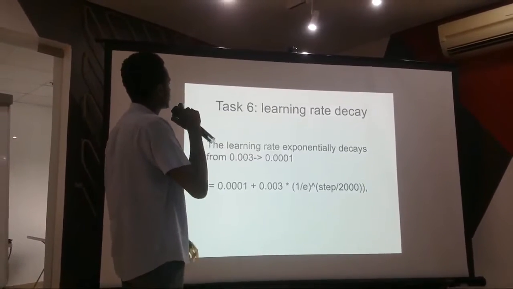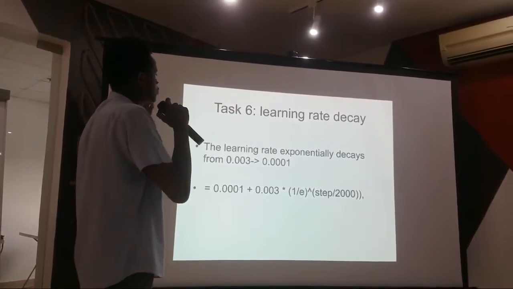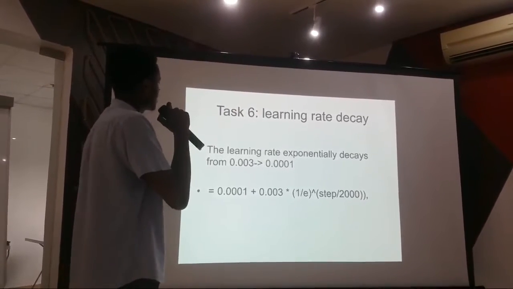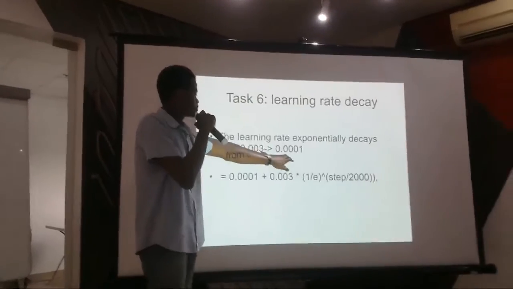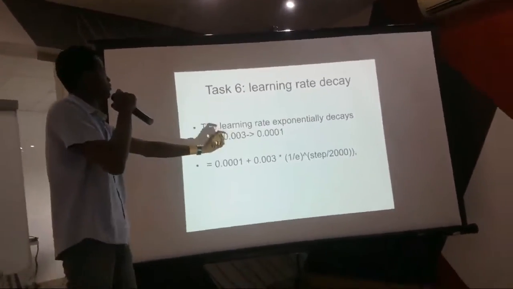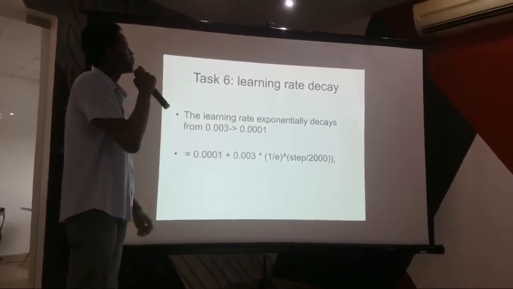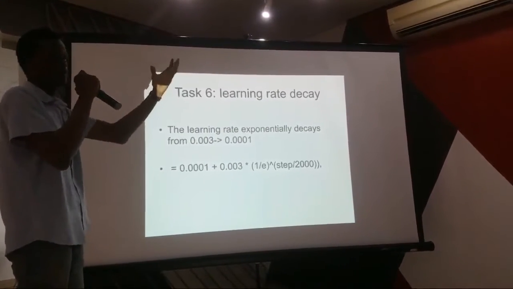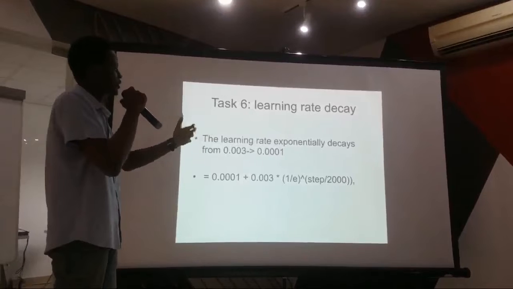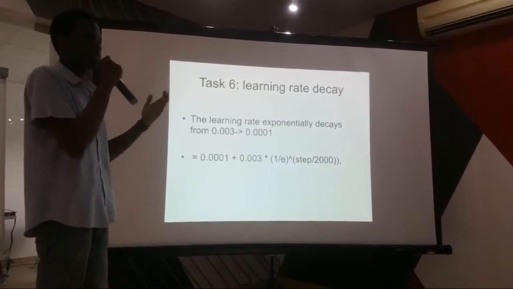Next slide. The next task was to reduce the learning rate. So we wanted to reduce the learning rate from 0.03 down to 0.0001. So learning rate decay, like to exponentially decay your learning rate as your training is going, to just reduce it, to just get an optimal value.